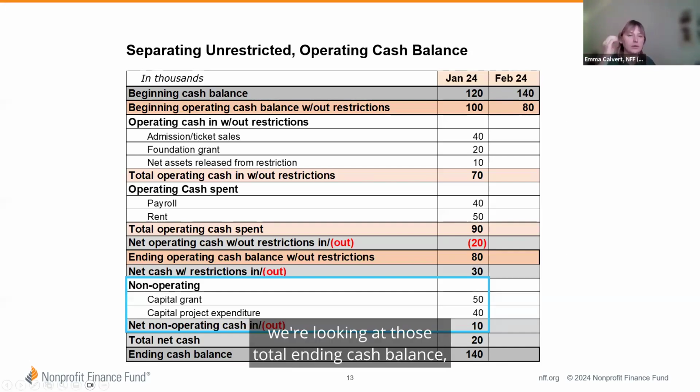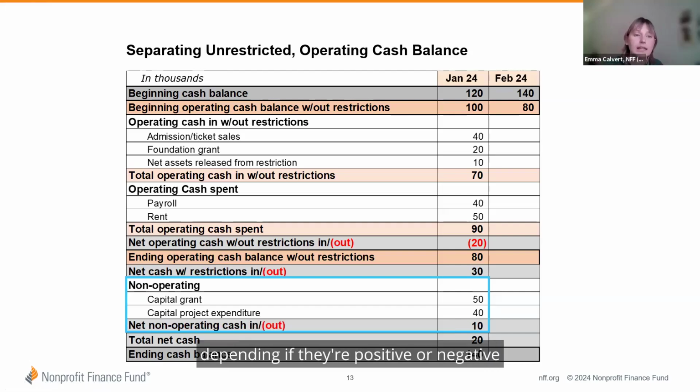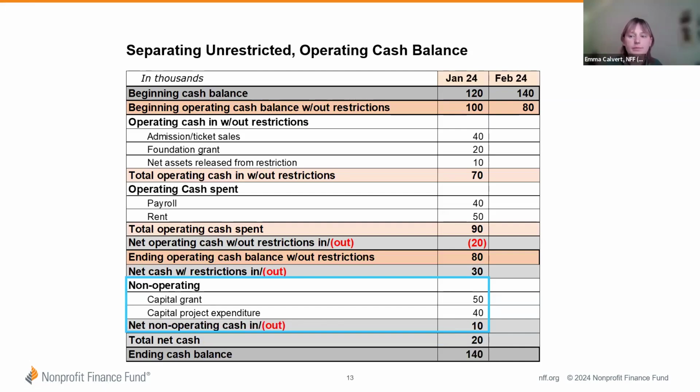So once again, we're looking at those total ending cash balances, looking at the net balances and adding or subtracting them all up, depending if they're positive or negative. We'll give you the numbers there.